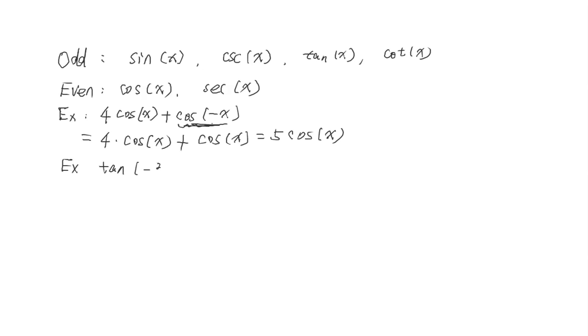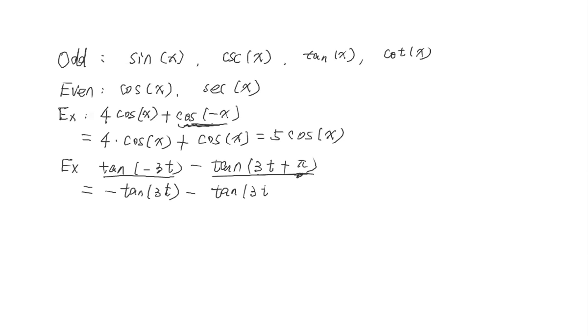tangent negative 3t minus tangent 3t plus pi. We know tangent is an odd function, so the first one equals negative tangent 3t. For the second, we subtract the pi from 3t plus pi, because we know the period for tangent is pi. That means this one equals tangent 3t. So negative tangent 3t minus tangent 3t is negative 2 tangent 3t.